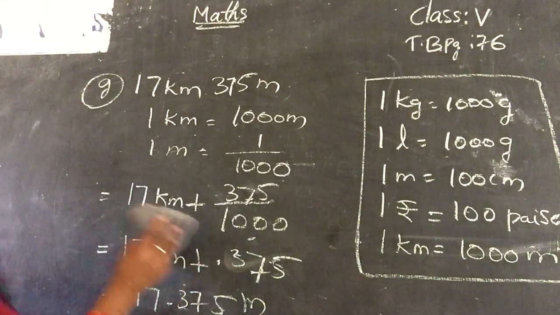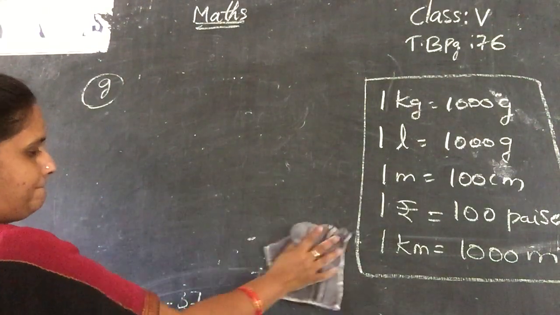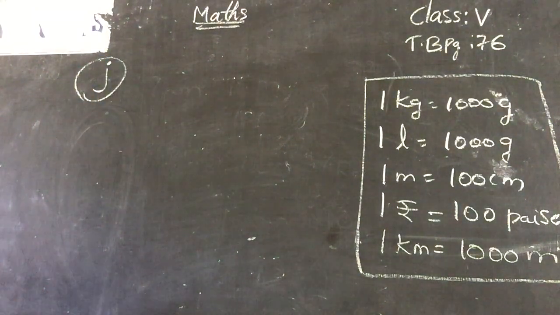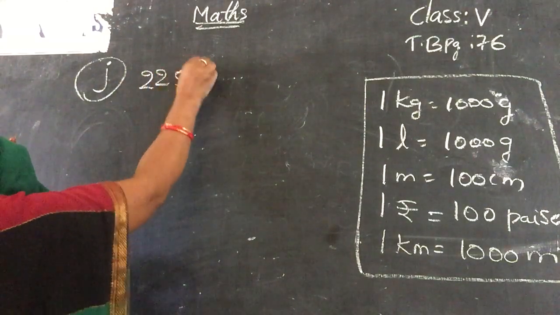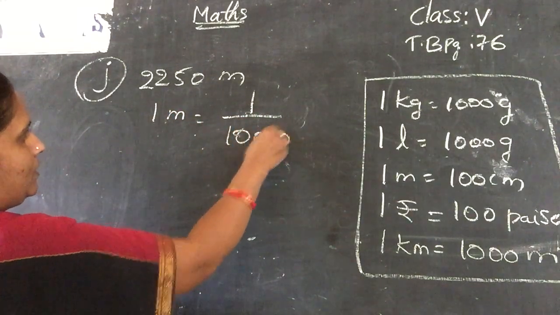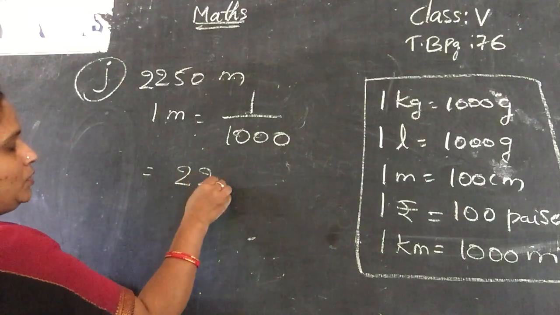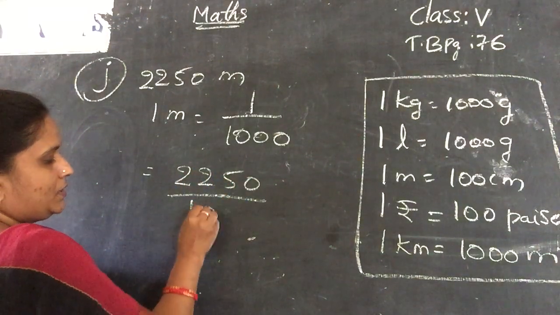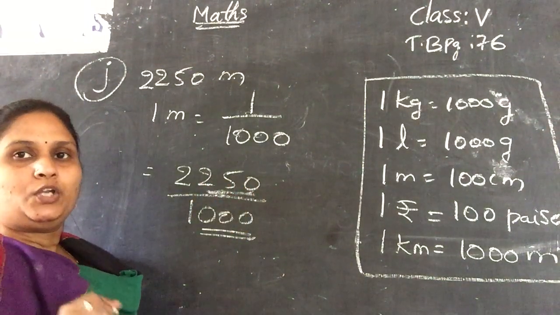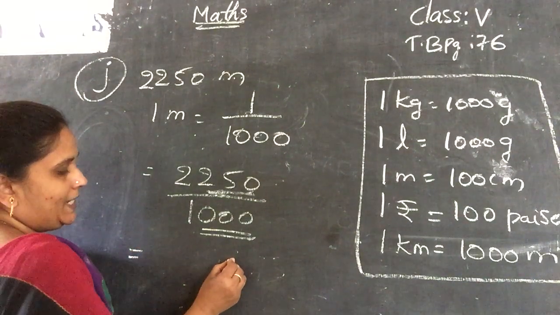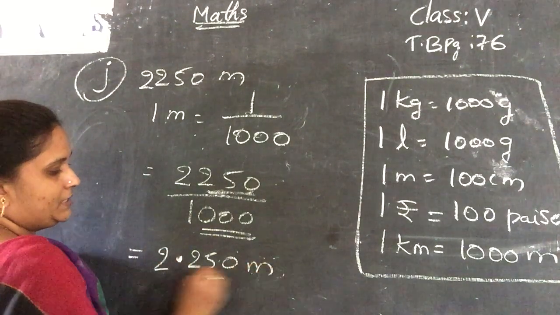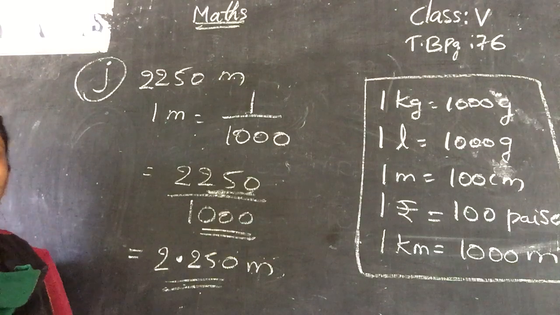J: 2250 meters. 1 meter is equal to 1 by 1000. So 2250 by 1000. Leaving the last 3 digits, you have to put the decimal. So write the answer 2.250 meters.